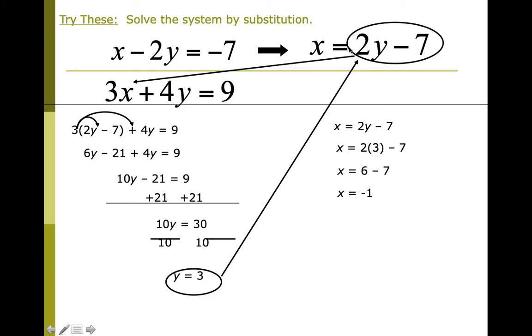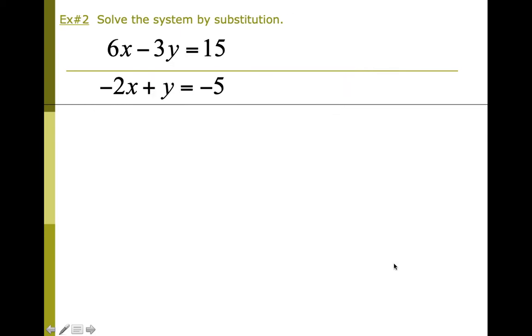Doesn't matter which one you solve for first, as long as at the end of the day, you put your xy coordinate in alphabetical order. X comes first, y comes second, and that's it. And this will be the last one.